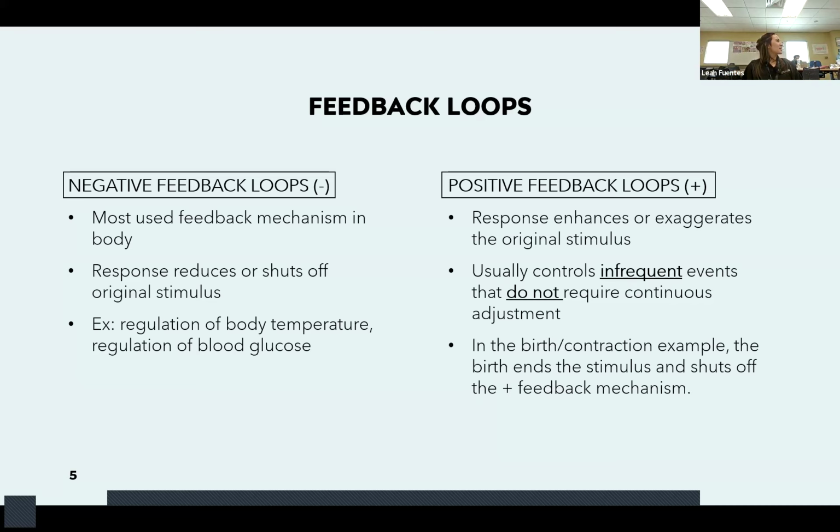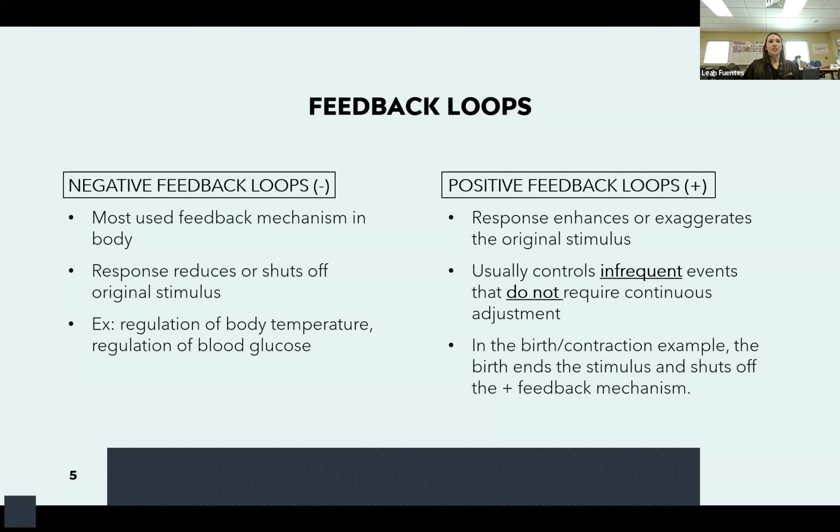So the positive feedback loops, these are responses that enhance or exaggerate the original stimulus. These are usually infrequent events that do not require continuous adjustment. So the big thing to remember between the two is the positive feedback loops are more infrequent. And this is why, at least with Mr. Torres, he always talks about the going through labor example, because realistically, you're only giving birth at most once a year, every 9 months or so. So those are infrequent and don't always require continuous adjustment.